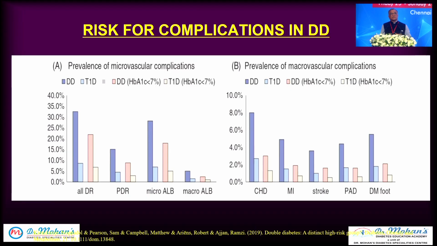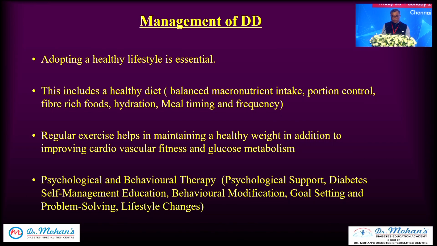The prevalence of microvascular complications like diabetic retinopathy, PDR, microalbuminuria and macroalbuminuria are high in double diabetes individuals when compared to type 1 diabetic individuals. Similarly, the prevalence of macrovascular complications is also high in double diabetes individuals when compared to type 1 individuals. We can see increased prevalence of coronary artery disease, MI, stroke, peripheral artery disease, and diabetic foot more in double diabetes individuals when compared to type 1 individuals.